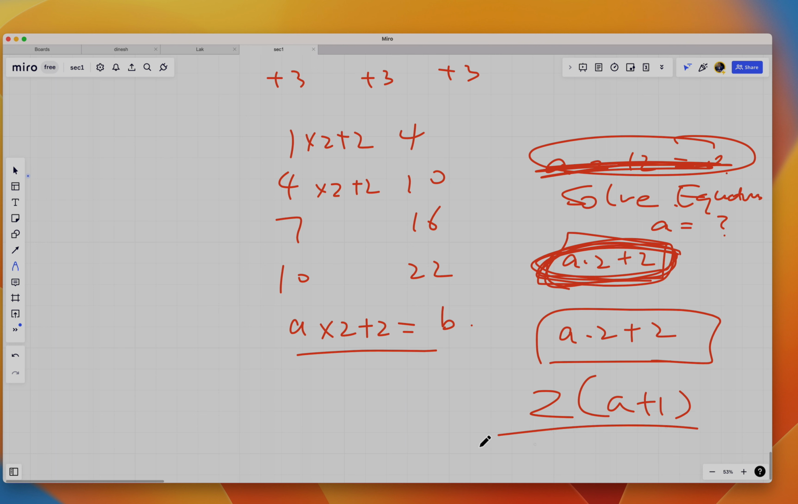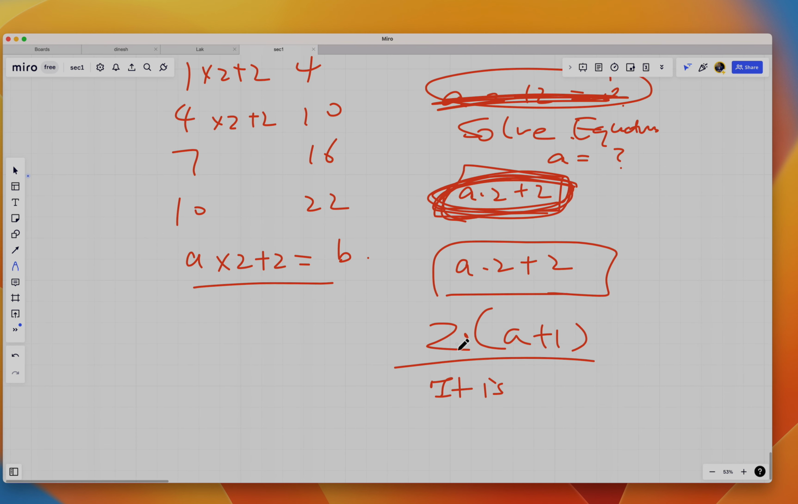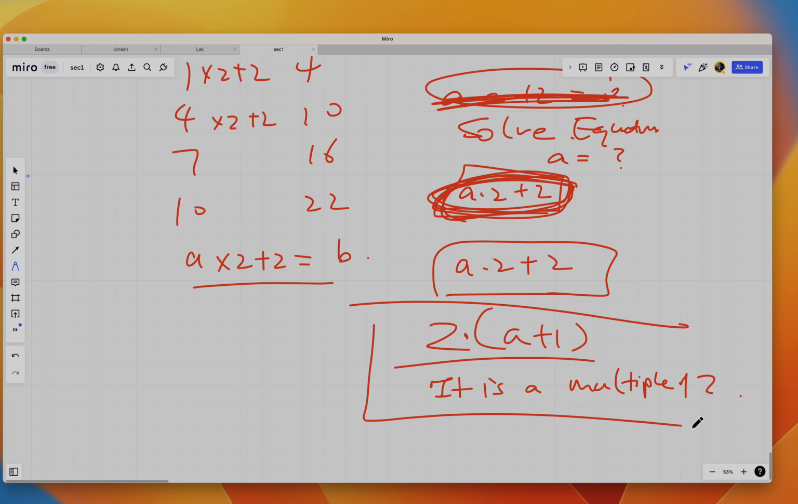That's it. So what is this? Can't you see this is always an even number? Why? Because it's always 2 times something, right? So this is called what? It's a multiple of 2. Yes. So this is how you explain the question.